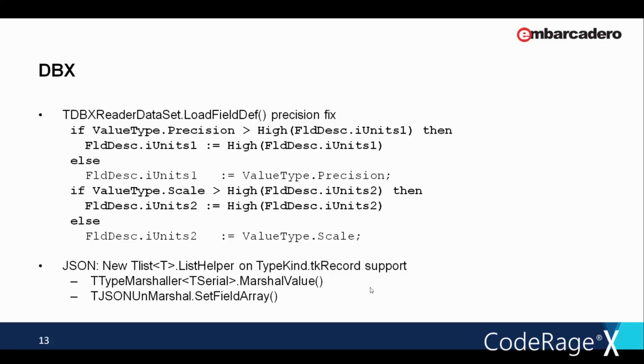There is in JSON for the DBX support on the type kind tkRecord items, the list helper is involved now, and so the type marshaller for MarshalValue and JSON unmarshal SetFieldArray, both of those take advantage of the list helper to make it easier to deal with collections, with typed collections that you might have in your code.